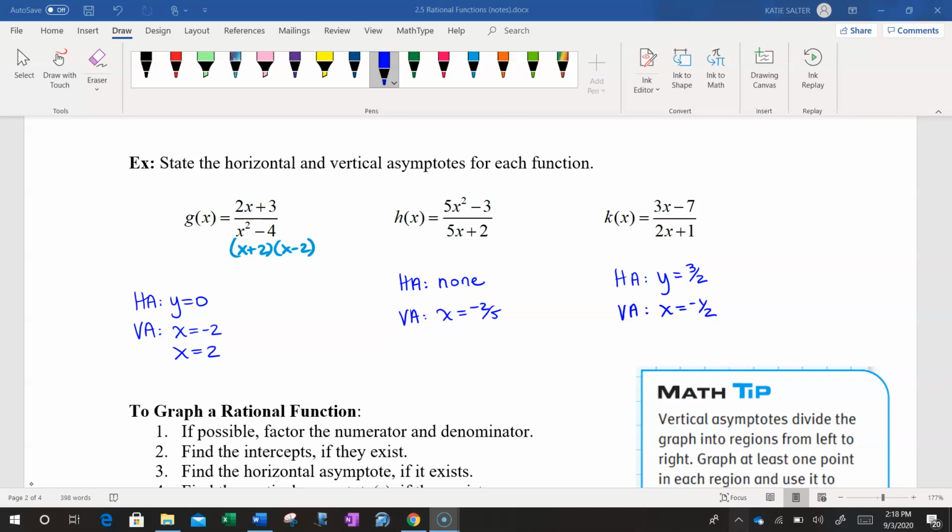The second one, for h of x, does not have a horizontal asymptote because the numerator degree is dominating. Therefore, this function goes off to infinity or negative infinity. Vertical is at x equals negative 2/5.